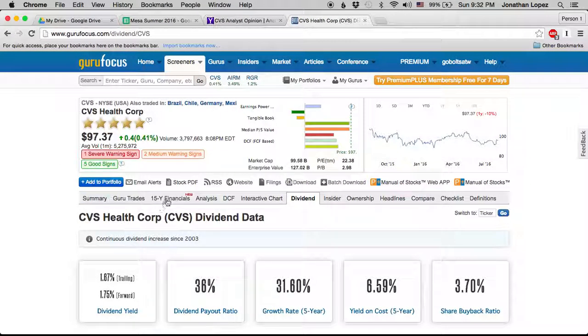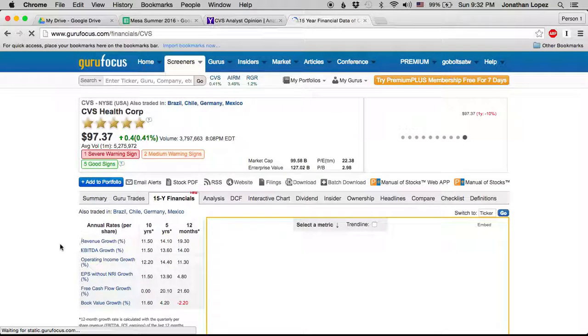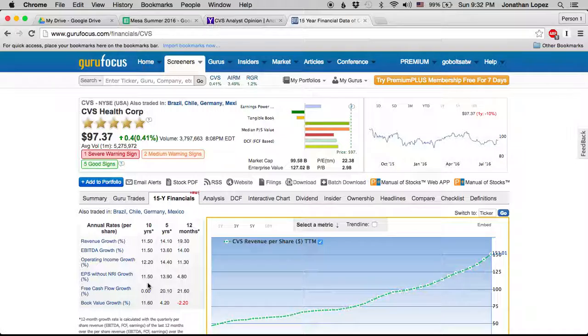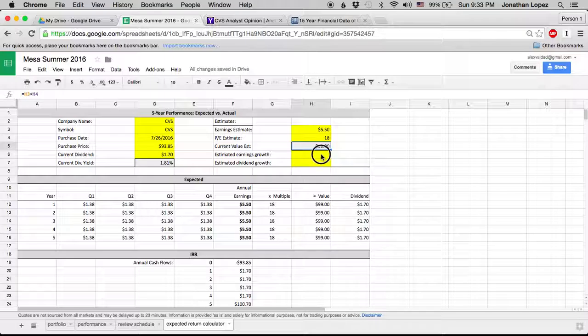On GuruFocus, if we look at their earnings, a couple ways we could look at this. 15-year financials, the earnings per share, they're saying without NRI, earnings have grown at 13.9% in the last 5 years and 11.5% over the last 10 years, over the last full cycle. So we want to be probably somewhere between 11.5 and 15 for our earnings estimate. Let's just say 12 to be somewhat conservative.